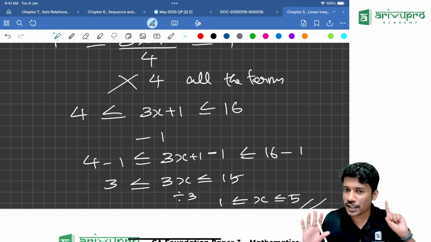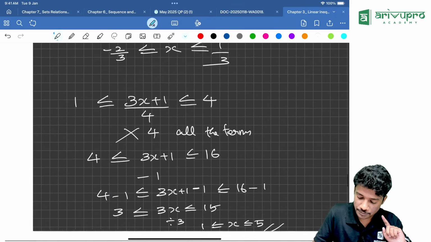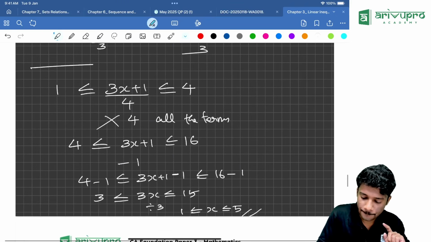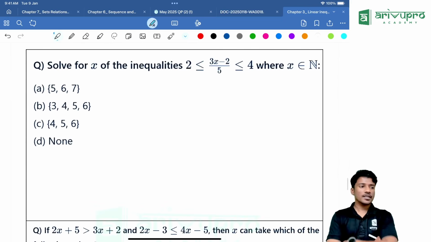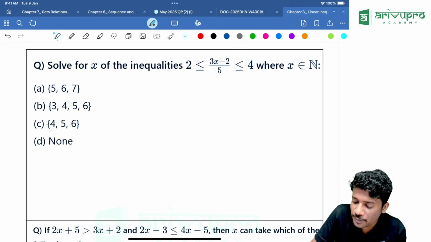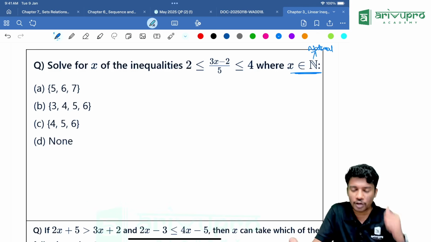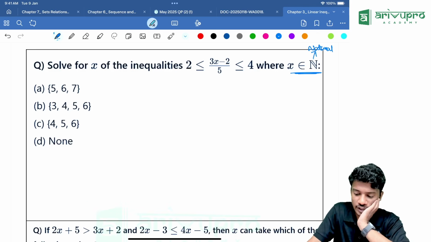Is the concept clear for everyone? Now try this. Everyone try this, get me the answer. And they are telling x is an element of natural numbers. So it cannot be any decimal values. It cannot be 0 also. Tell me, what is the first step?